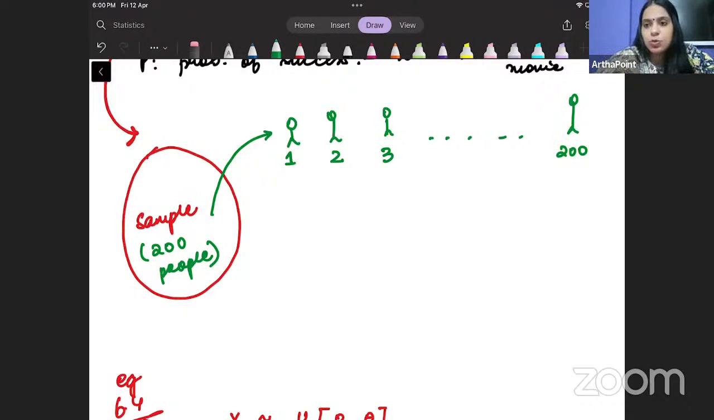हर एक से मैं जा जाके पूछूंगी, did you watch a movie? And so on and so forth. ऐसे करके मैंने एक एक से पूछा whether they watched a movie or not.